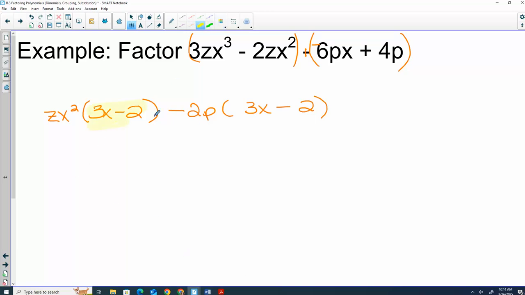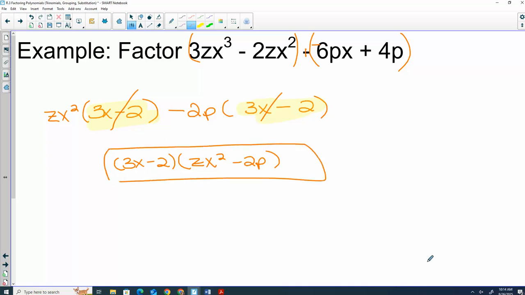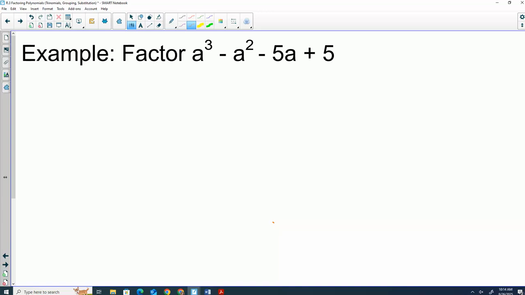They both have the 3x minus 2. And if I take that out, I am left with x squared minus 2. Can you guys try one of these? You guys do this.